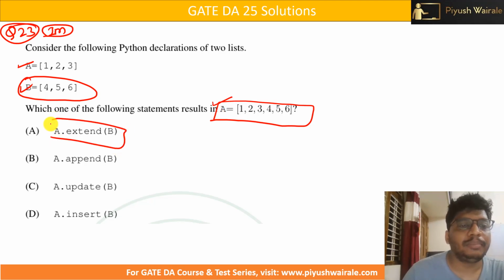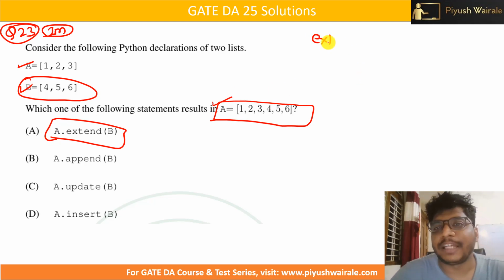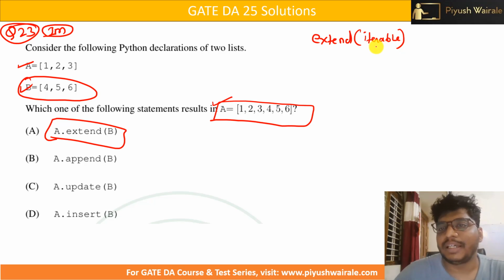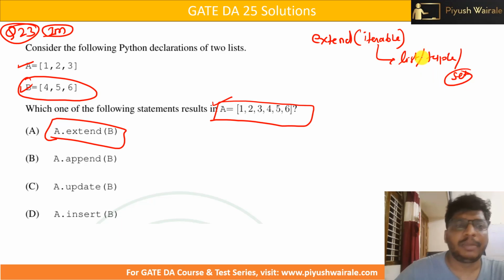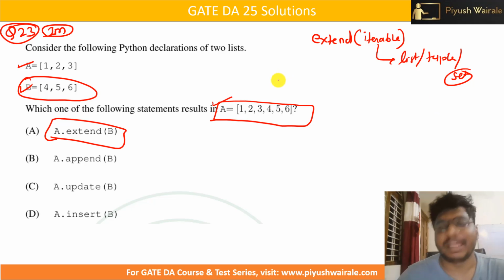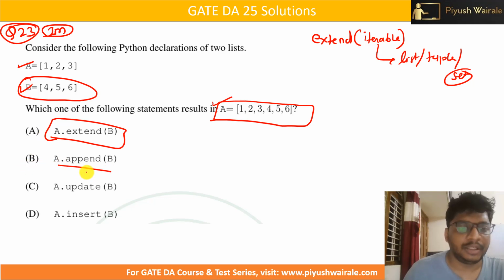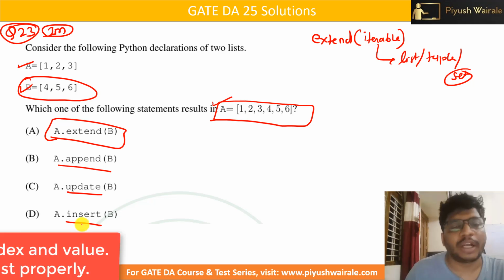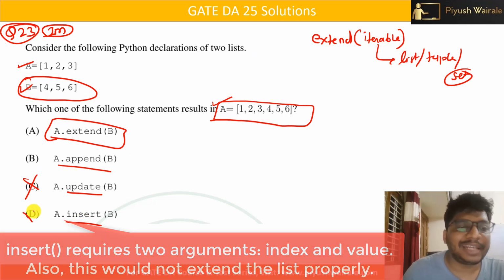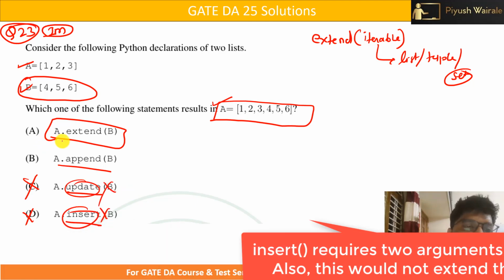The first one is extend B, a very important Python function. The syntax of extend is extend in brackets, an iterable. By iterable I mean a list or a tuple, or a set also. A set is not exactly iterable in the strict sense, but if you use extend on a set, it will give the same output. We also have append B. Update and insert are not applicable to lists, so options C and D we can easily eliminate. We are left with two functions, extend and append.